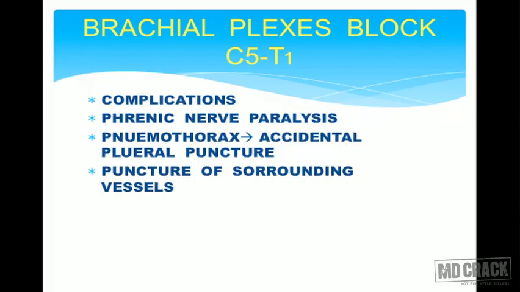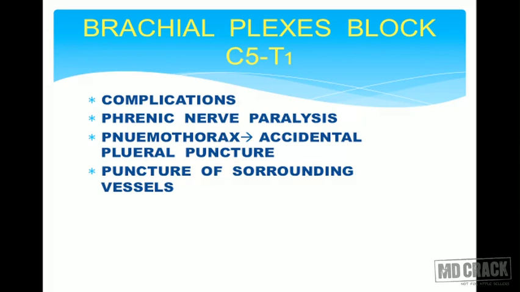What are the complications of this type of block or approach? First and foremost is phrenic nerve paralysis. As you know, if the phrenic nerve is paralyzed due to the injection or technical fallacies, the diaphragm is paralyzed and the patient goes into respiratory arrest. Pneumothorax can also occur accidentally if the direction of the needle through which you are injecting the drug is not proper, or there are some technical flaws during injection.